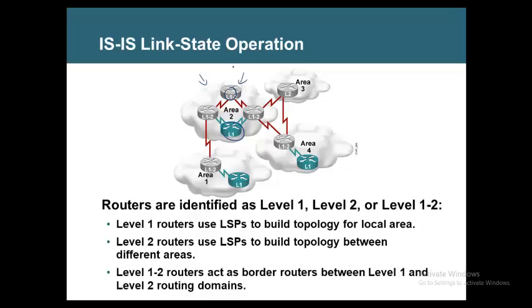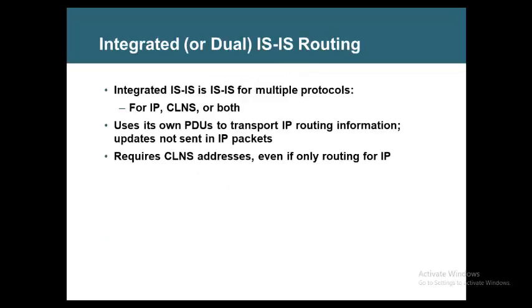Now, integrated, meaning what? Both, means dual. In Cisco routers, some commands are still CLNS. Some commands are still using CLNS. Show CLNS neighbor. Instead of show IP ISIS neighbor, we type what? Show CLNS. What does that prove? It proves that IP and CLNS dual integrated coexist.